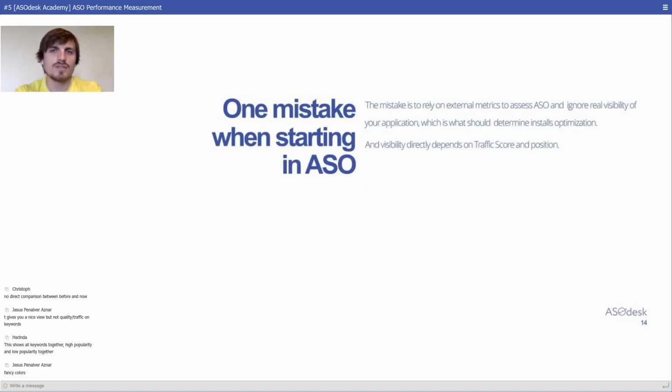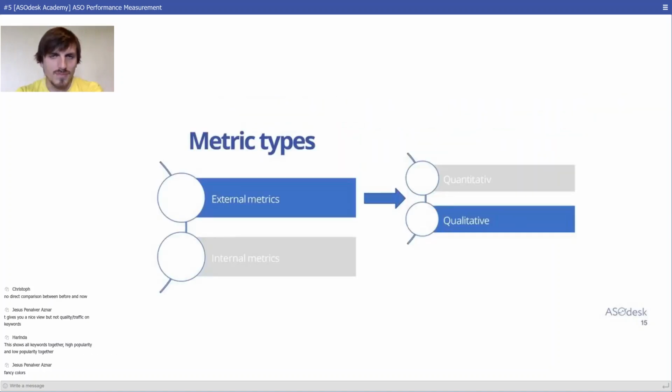They rely only on external metrics to assess App Store optimization efficiency, and they ignore real visibility of the application. And real visibility of the application depends on the traffic score and position by the keywords with a good traffic score. So in such a case, let's move to qualitative. That would be the answer. All right, the qualitative external metrics.